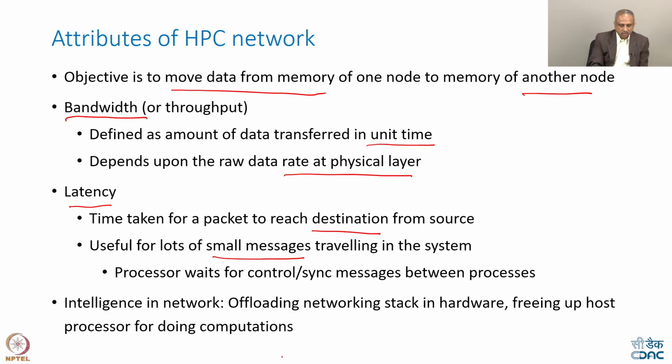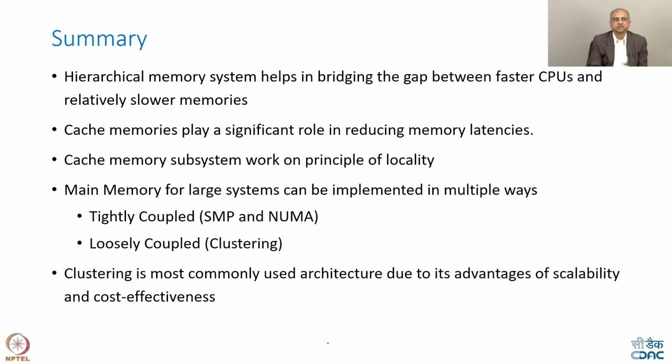Then finally, you can also add intelligence in the network, which is called offloading. That means the network interface card can take up the job of transferring the data, checking its correctness and resending the data if needed. This relieves the CPU of this task.